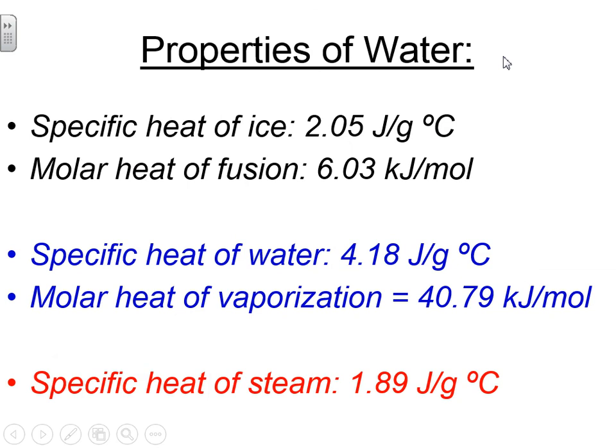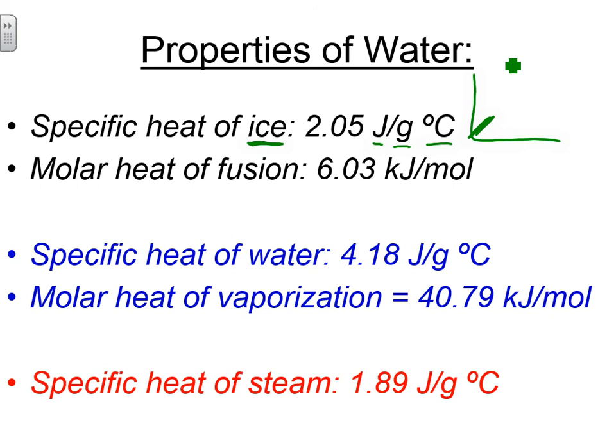So the first one is the specific heat of ice. Now this is how much heat it takes to warm up just ice, solid ice. Now you'll see that this is joules per gram degree Celsius. So this is the specific heat of ice. This will correspond to this first portion of the heating curve. And if you have 10 grams of ice, well, it'll take 2 times 10, 20 joules to warm it up a degree Celsius, and that's what that means.